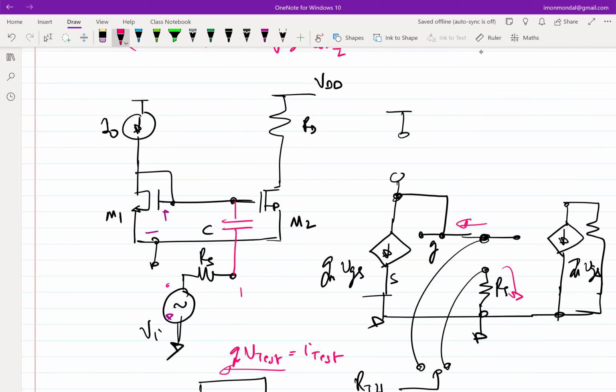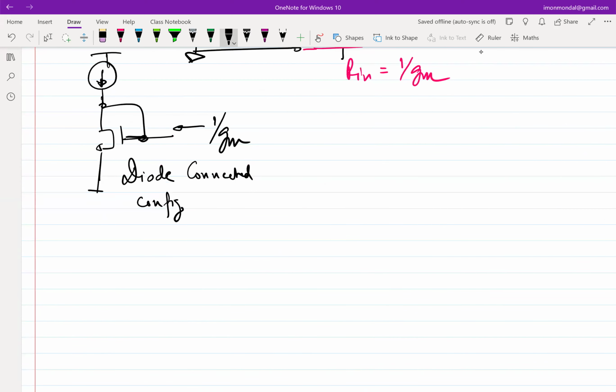From the capacitor's perspective, looking this side is 1 over gm, and looking this side is Rs. So what will be the time constant? Tau becomes (1 over gm plus Rs) times C. And this has to be what, with regards to omega naught, for the capacitor to behave like a short circuit at omega naught? It should be much greater than 1 over omega naught, right? As long as you can choose these values, you are good.